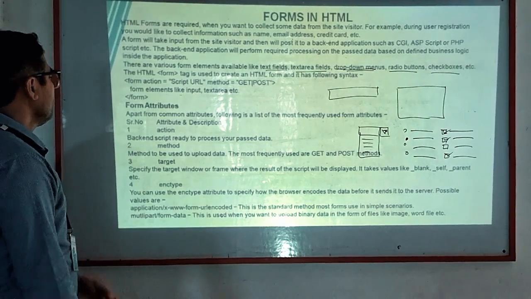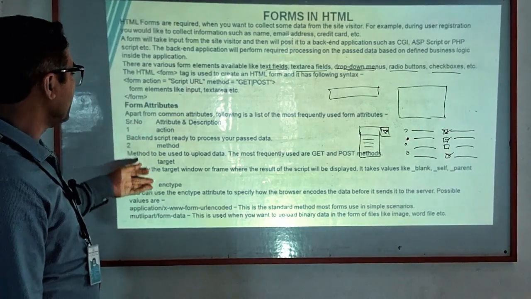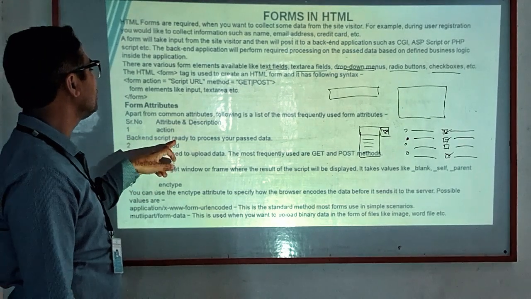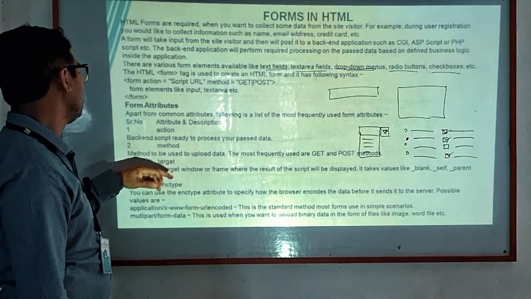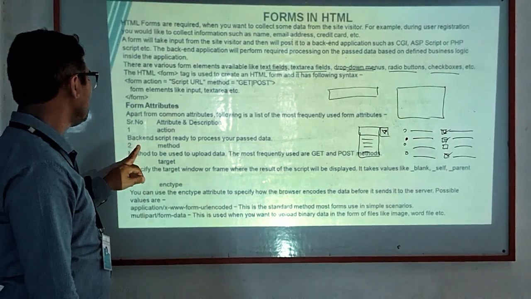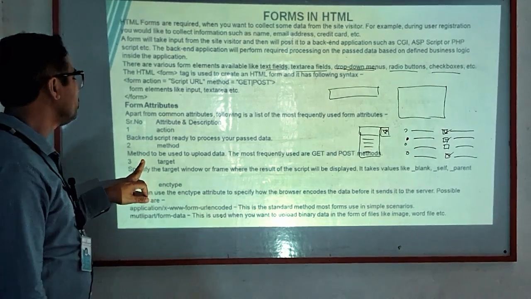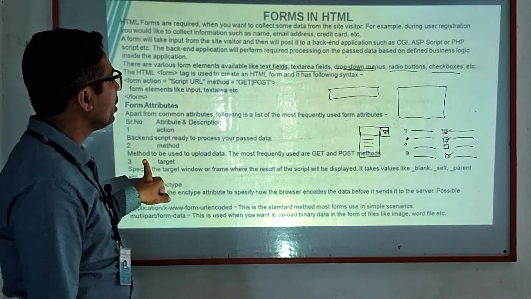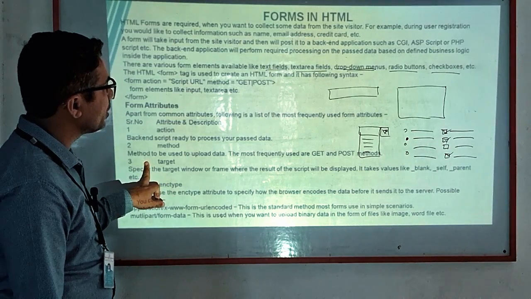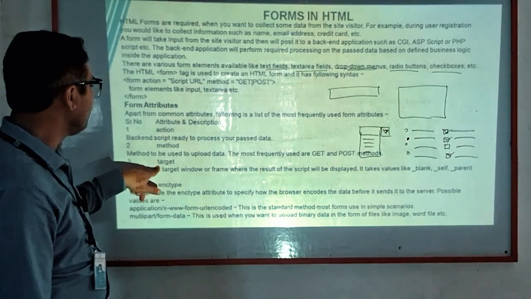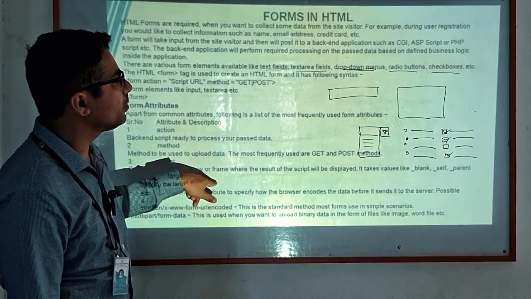Some of the attributes are given here. Number one is action, the backend script ready to process your passed data. There is a method attribute, the method to be used to upload data; the most frequently used are get and post methods. The third one is target. Where is the target going to be?